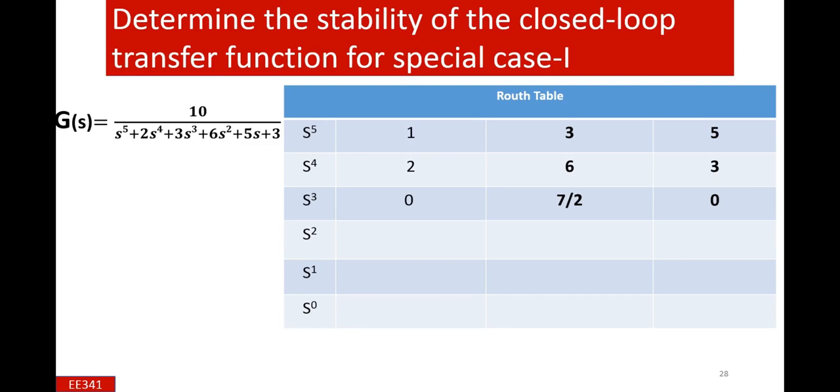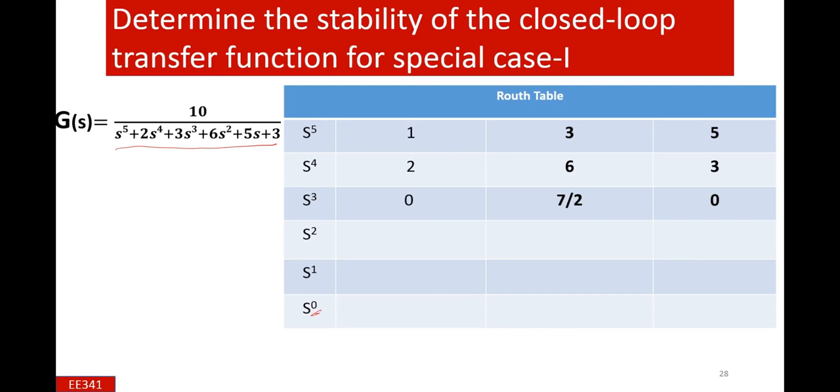Here is another example in which the closed loop transfer function is given, and this is the characteristic equation, and this is the first special case. Let's see first of all how to complete the Routh table. The first column is usually filled by the variables starting from the highest order, which is s raised to power 5, and ending with the lowest order, s raised to power 0.